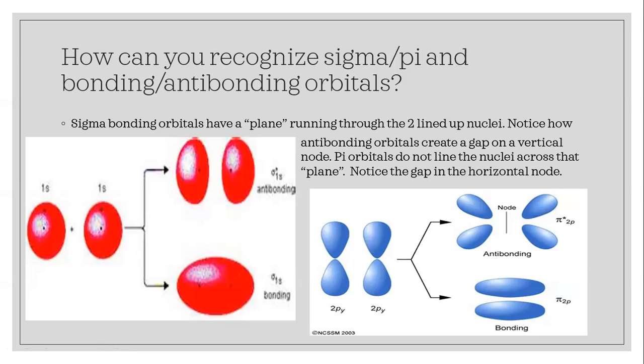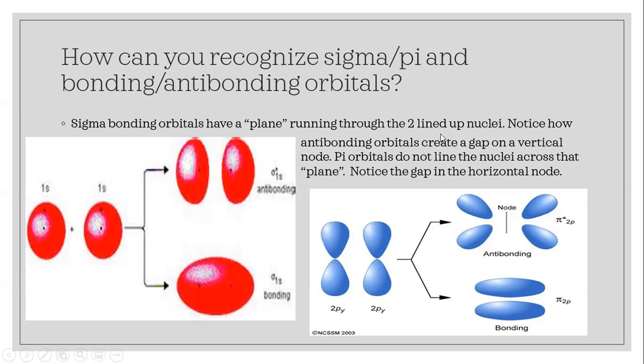But let me go on. So how can you recognize what's a sigma bond and what's a pi bond? And sorry, what's a sigma or pi orbital? And then, which ones are bonding or anti-bonding? The way I like to look at it is that your sigma bonding orbitals have a plane running through the two nuclei that are lined up. So let's just look at this picture. So these are your atomic orbitals, but this is a sigma 1s bonding. So you have the two nuclei next to each other, and I just see this vertical plane running through it uninterrupted.